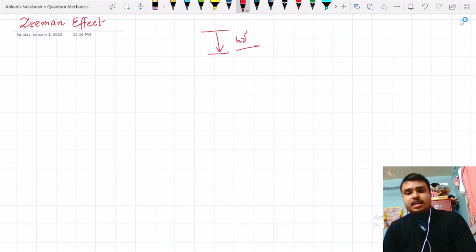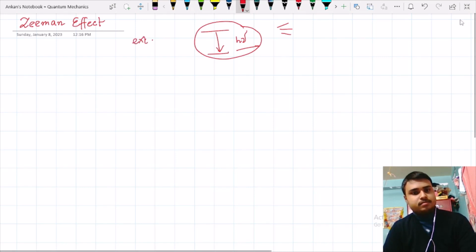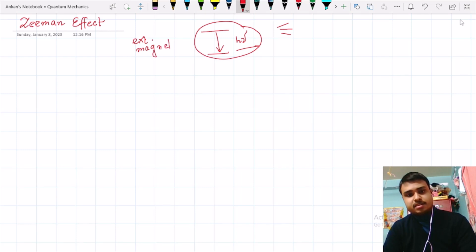Zeeman noticed in 1895 that during the transition from higher energy state to lower energy state, the spectral lines observed for the electron were split into a number of fine spectral lines when the atom is placed in an external magnetic field. So in the presence of an external magnetic field, the energy spectral lines emitted during the transition are split up into a number of fine components, which were later known as the Zeeman components, the spectral lines of different frequencies. We will show this after some time.